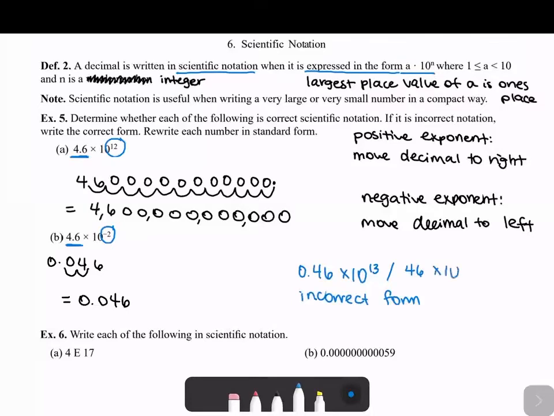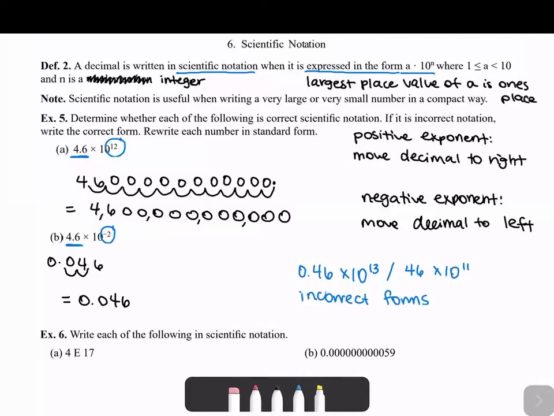And another example of incorrect form is 46 times 10 to the 11th, right? This one is incorrect form because it has value in the tens place, and that's not what we need either. Okay, so these are incorrect forms.